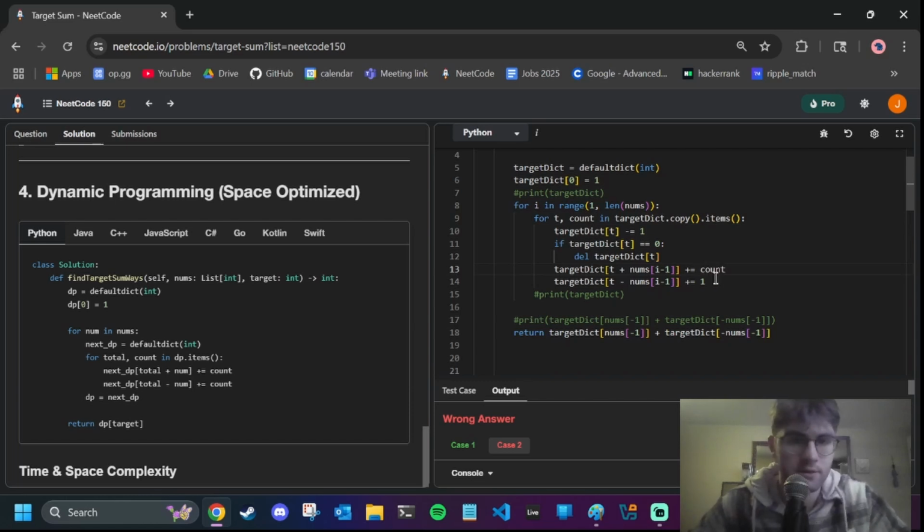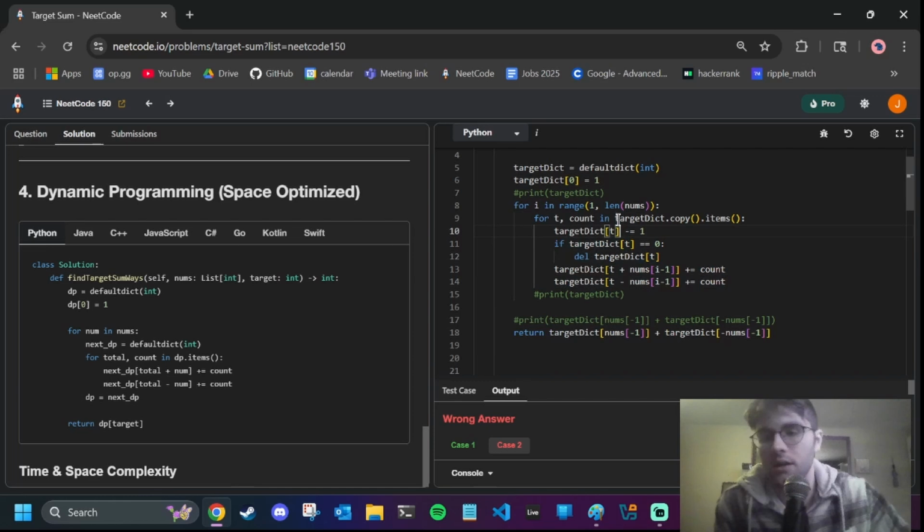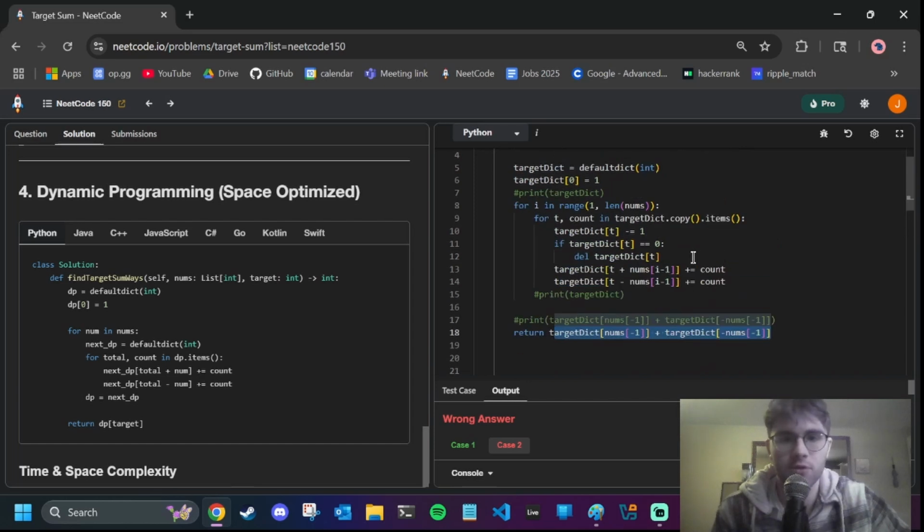So we add counts. And actually, I think doing this is unnecessary. This would be unnecessary because we would be adding 0, but I still think it would be fine. They never like subtract 1. I don't know why.